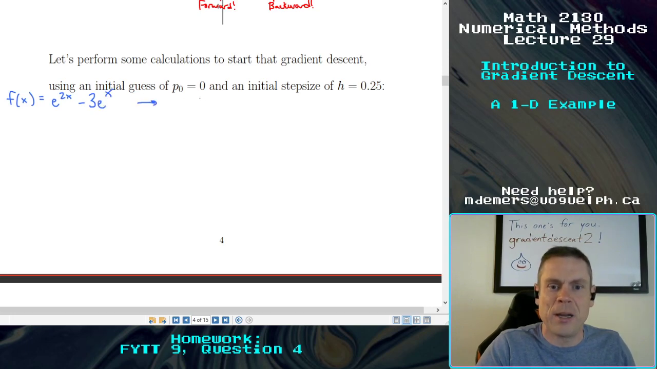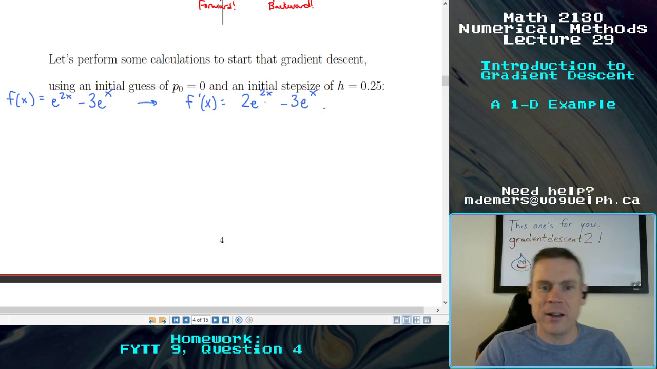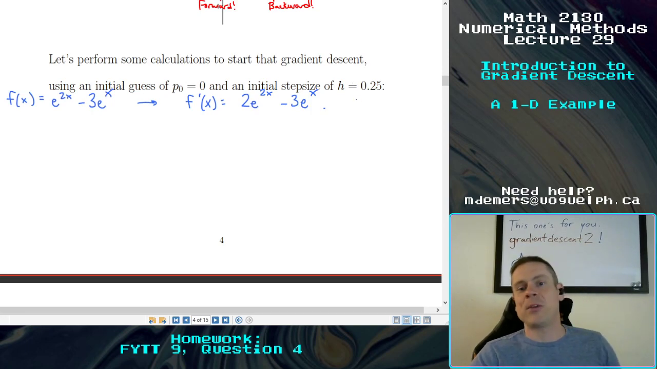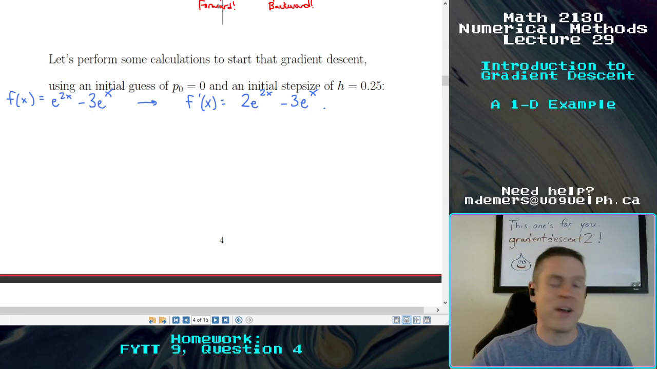I've given myself some room here. I need the derivative, so let's find f prime of x. That's going to be 2e to the 2x minus 3e to the x. Of course, we can calculate this just fine. We have p0 equals 0 here and an initial step size of h equals 0.25.